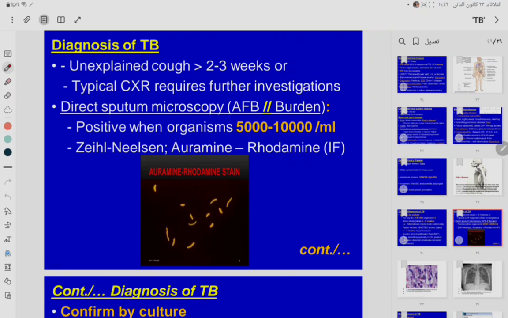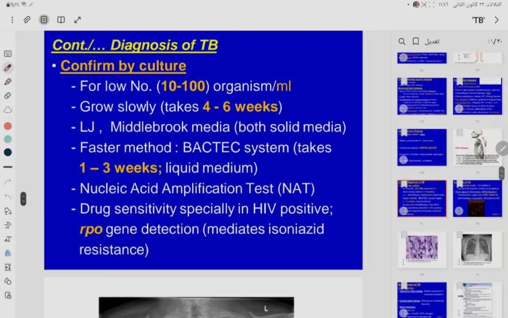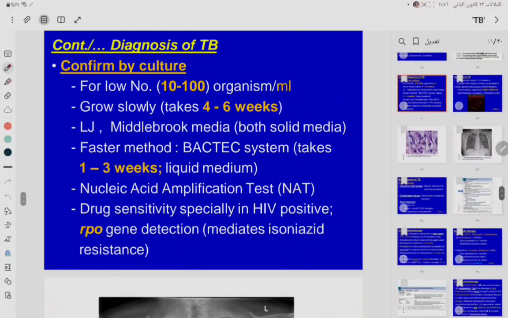Confirmed by the culture for low numbers, 10 to 100. And the problem is it takes 4 to 6 weeks. In Lowenstein-Jensen media and Middlebrook media, it takes 4 to 6 weeks. Both of them are solid media. A faster method, the BACTEC system, takes 1 to 3 weeks, which is a liquid medium, basically a modified Middlebrook medium that contains starch, potatoes, a lot of things that will help, but it's a liquid medium.